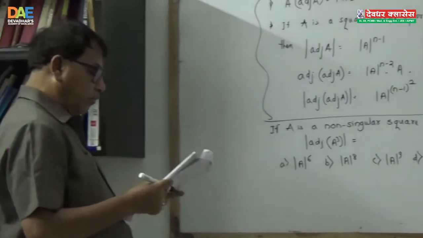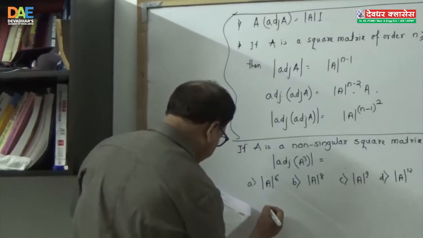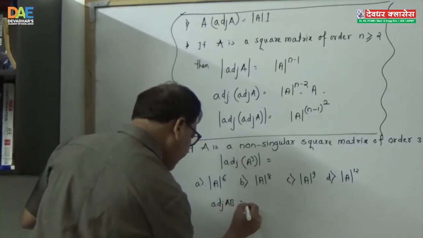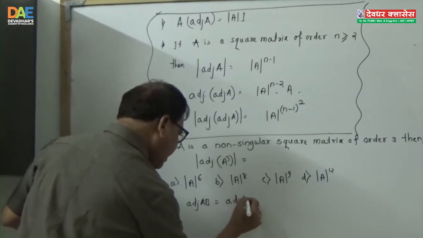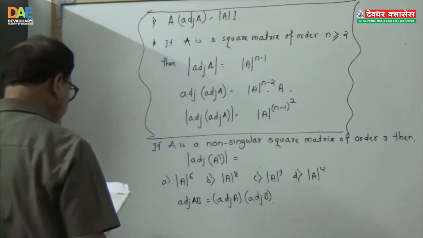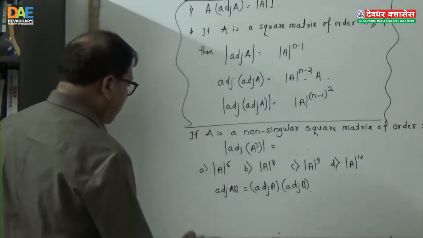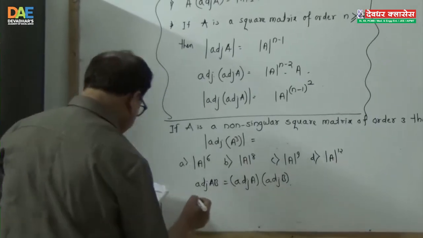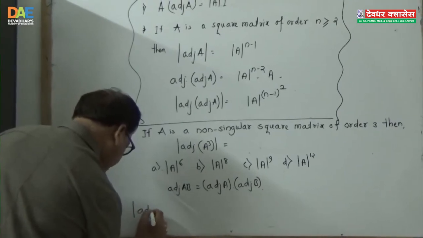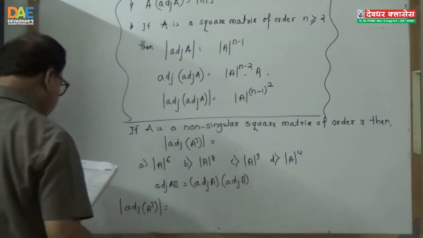Observe here which property we are going to use. First of all you must know this property, that is adjoint of AB is equal to adjoint B into adjoint A. This property you must know. Now mod of adjoint of A cube.